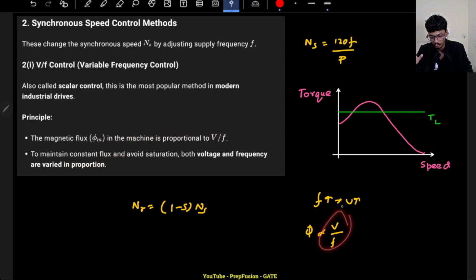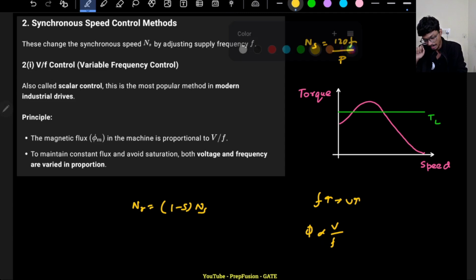There can be saturation in the core, then the machine will not operate properly. Okay, so that is one thing. Now let's discuss the maximum torque. What will happen to the maximum torque?